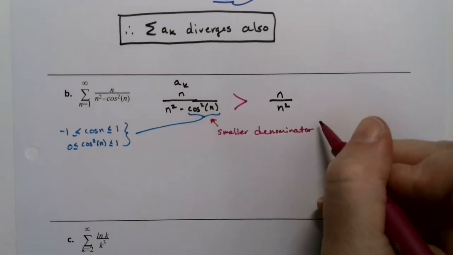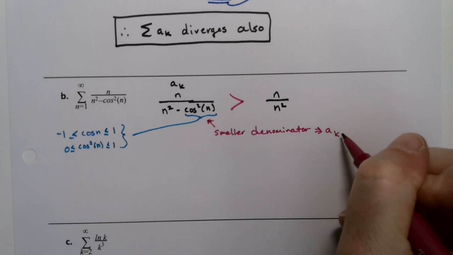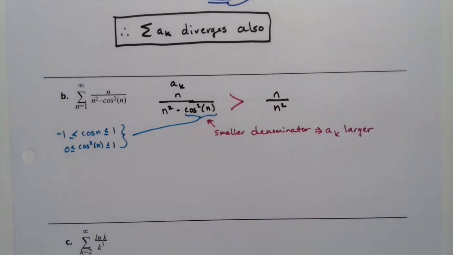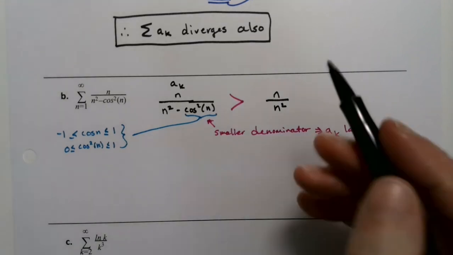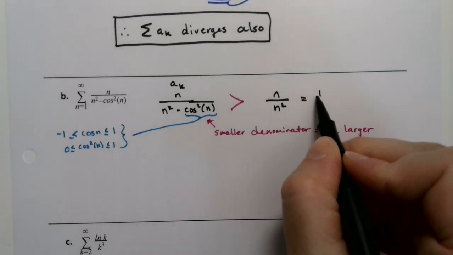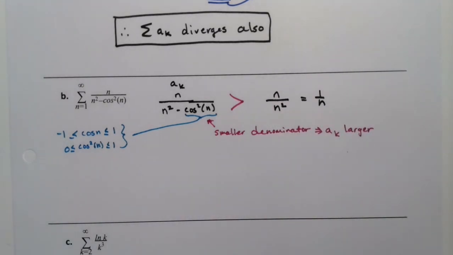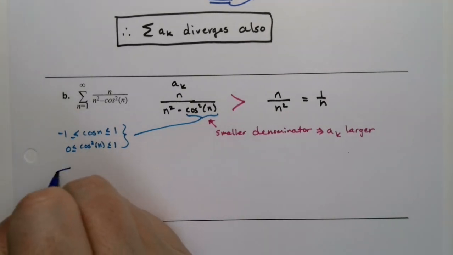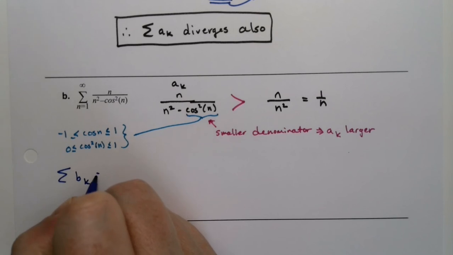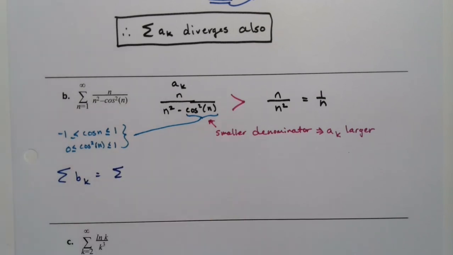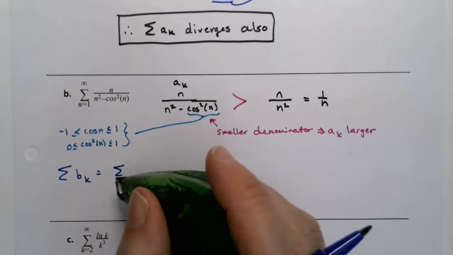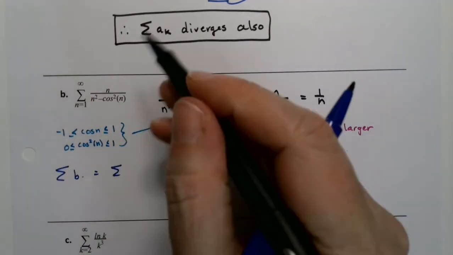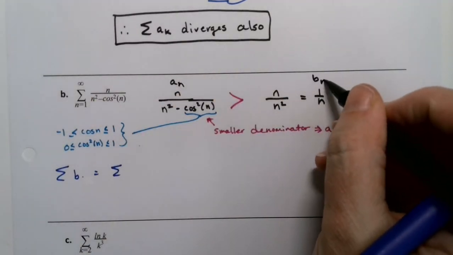Which means that A sub k is larger again, just like it was on the previous portion of this problem. Okay, but n over n squared is 1 over n again. It's going to be the harmonic series all over again. All right, so b sub n, sorry, I'm not using k on this problem. Those are a sub n's. So this is a sub n. This is now b sub n.